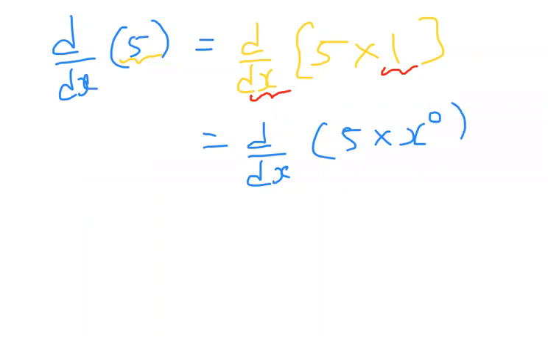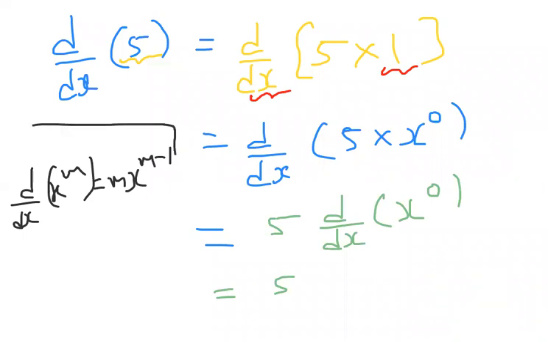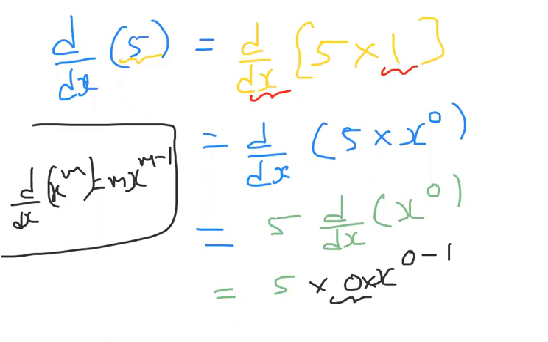Except the variable, the remaining terms you have to keep outside. There is a rule: a constant, keep it outside; only the variable must be inside. D by dx of x power 0. Now our formula: d by dx of x power m is nothing but m into x power m minus 1. By observing this formula, I can write 5 into 0 into x power 0 minus 1. 0 into anything will become 0.